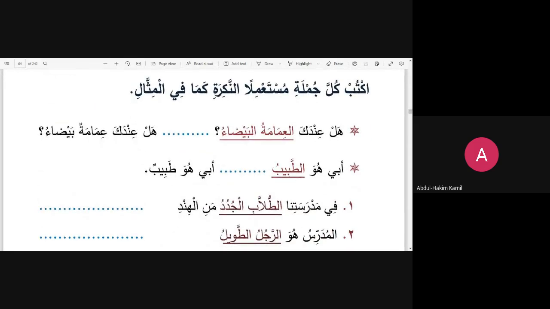On page number 64. Hal indik al-imama al-bayda. Do you have the white imama? Hal indika imamatun bayda. You're doing the opposite. Abi huwa tabib. My father is the doctor. Abi huwa tabibun. He is a doctor. Brothers and sisters online, is that clear?